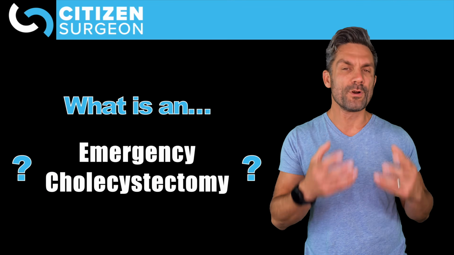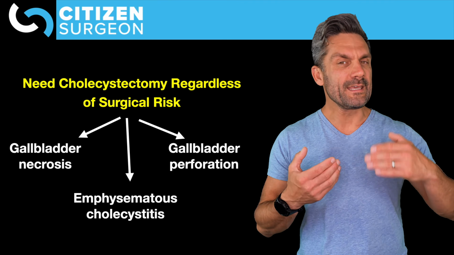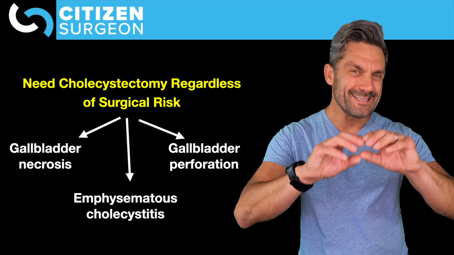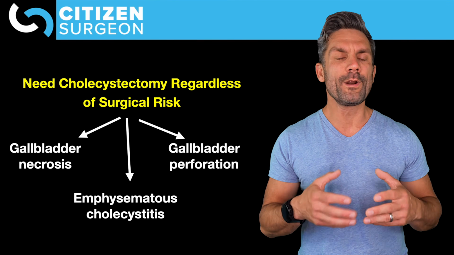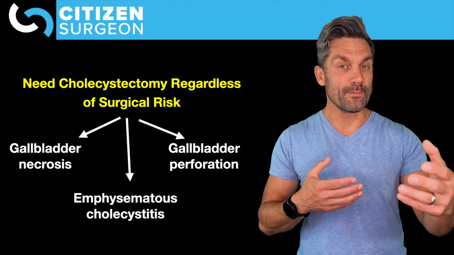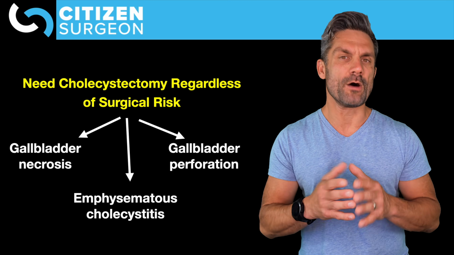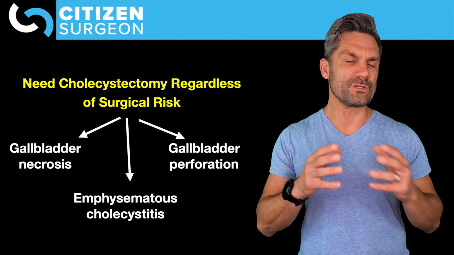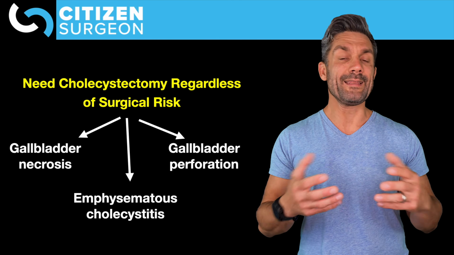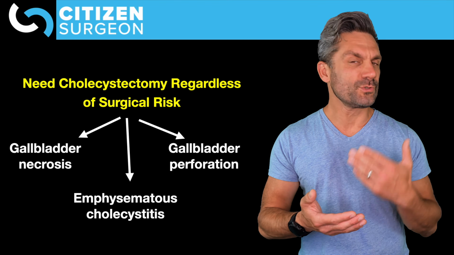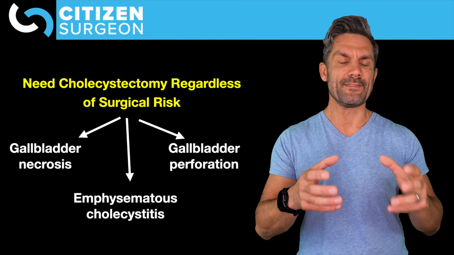So we do the emergency cholecystectomy in a gangrenous gallbladder, in an emphysematous gallbladder. We're going to see air in that gallbladder wall, or in a patient that has gallbladder perforation. Any of these three, that patient needs that gallbladder out, regardless of the surgical risk. Now, that means you may need to optimize that patient, fluid resuscitate, start antibiotics, treat that septic shock, but that patient's going to need their gallbladder removed.